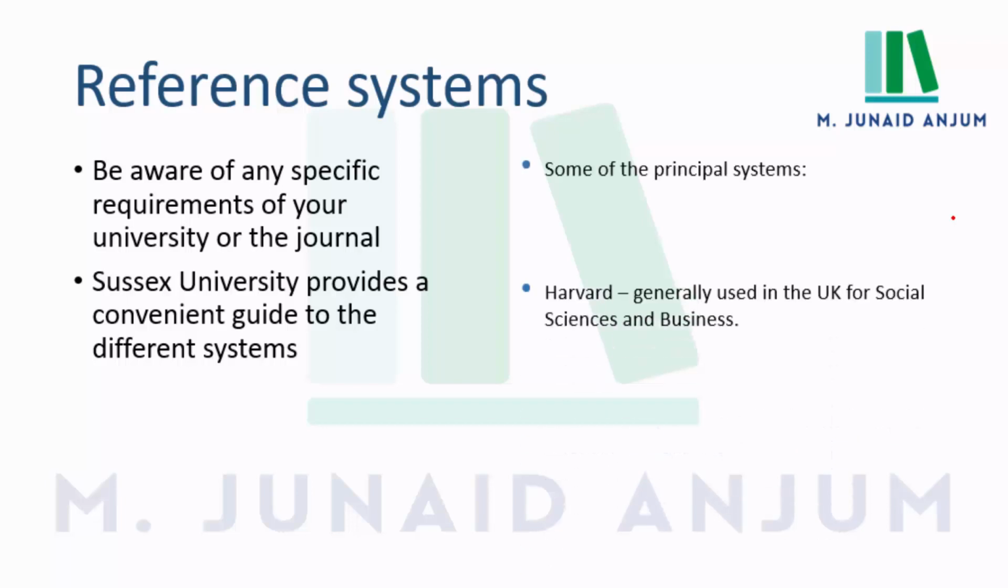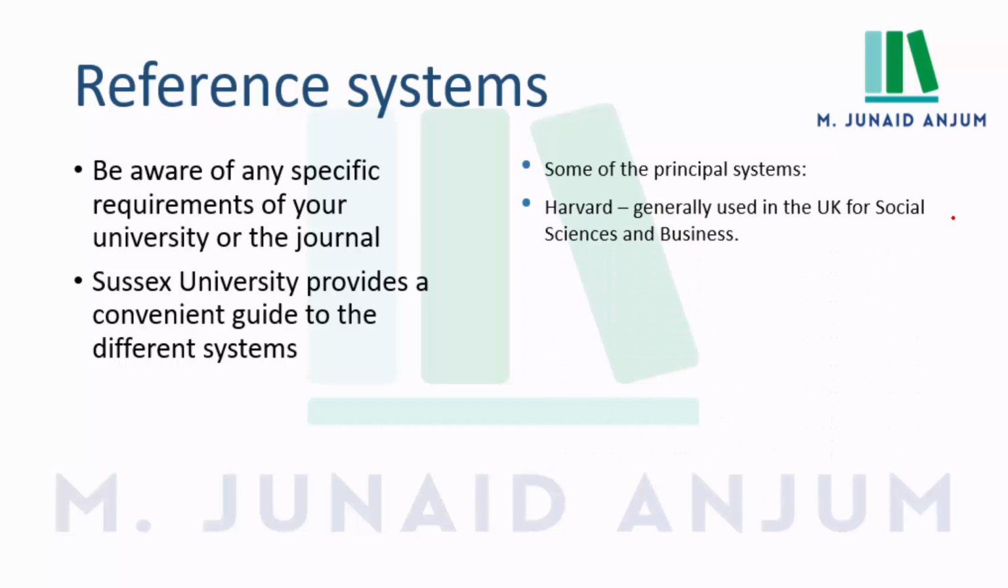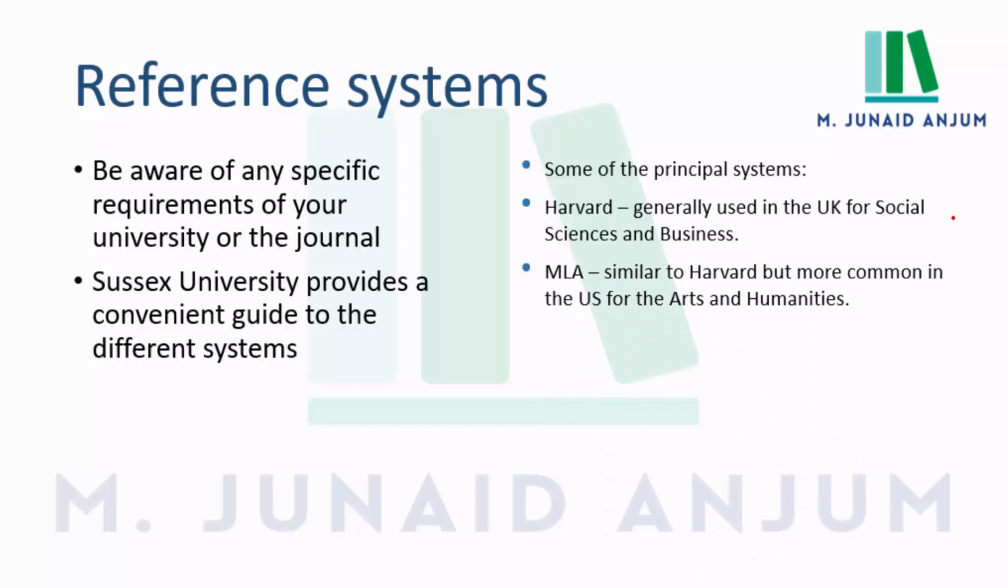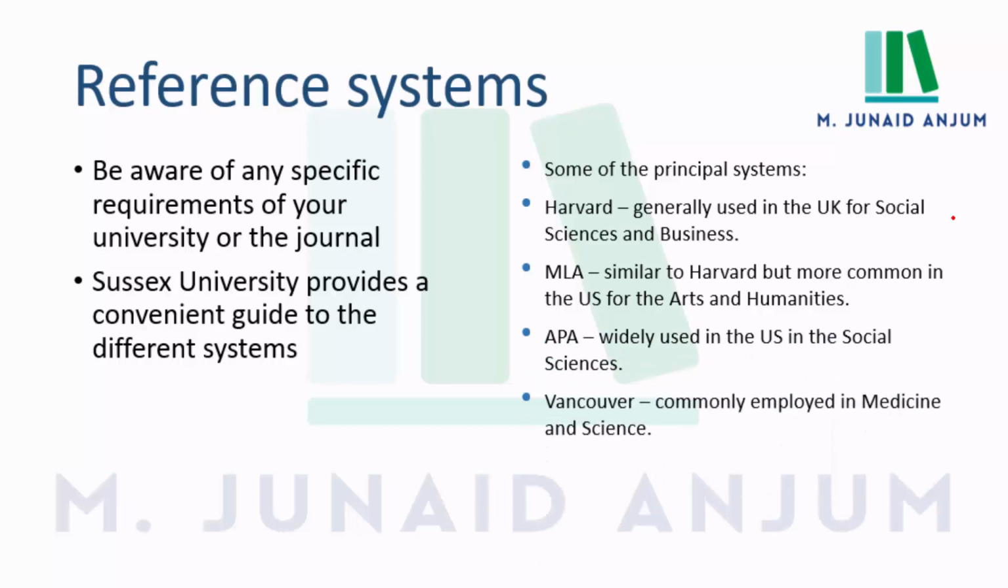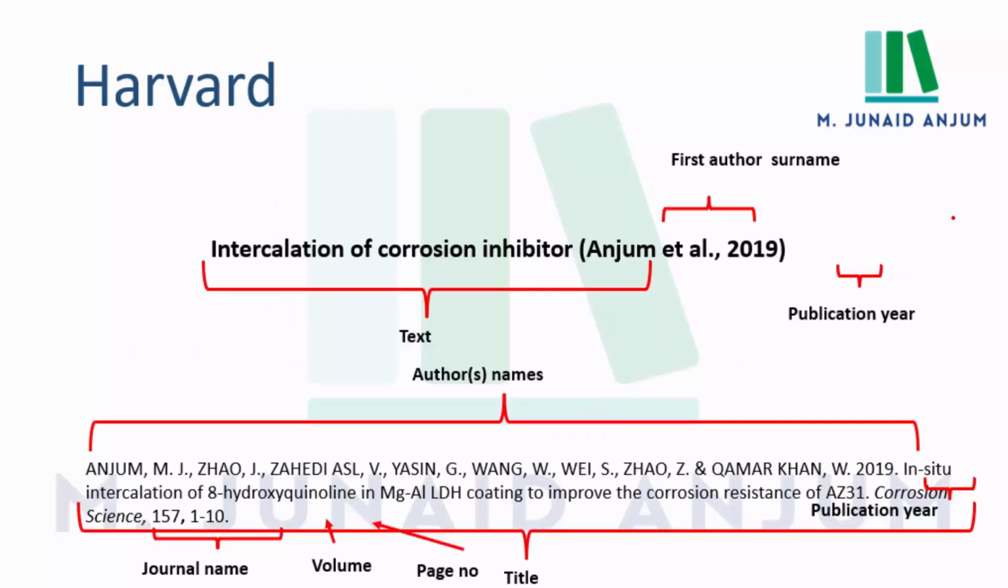Some principal systems are Harvard, generally used in the UK for social sciences and business. MLA style, similar to Harvard but more common in the US. And APA, widely used in the US in social sciences. Vancouver, commonly employed in medicine and sciences. Footnote and note systems, commonly used in humanities. Harvard style is like this.